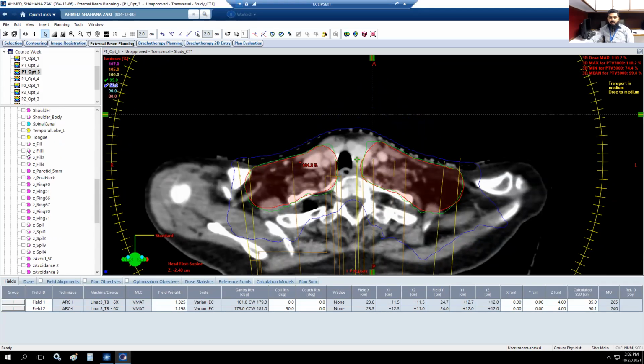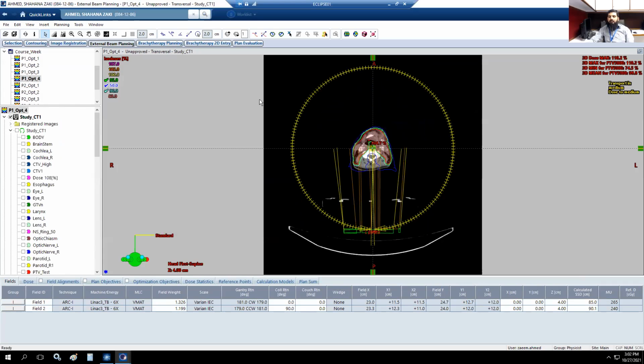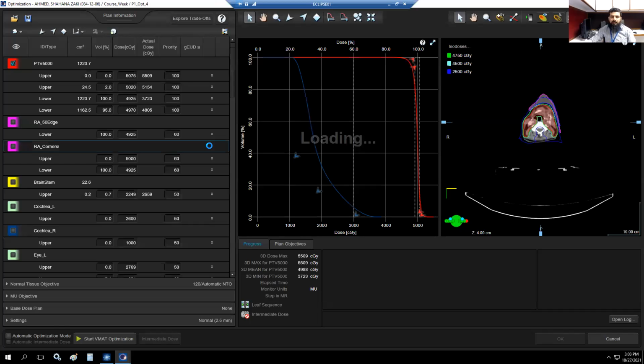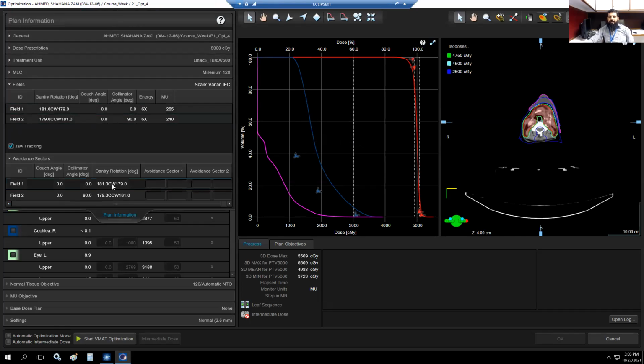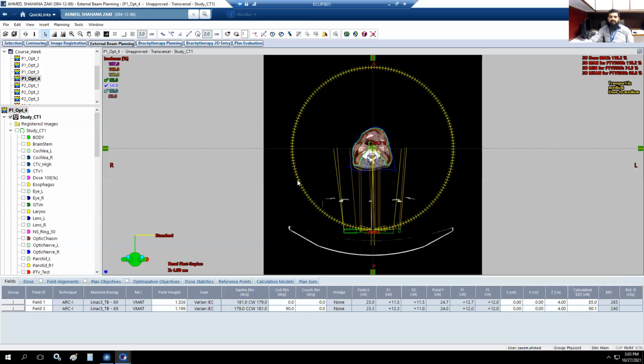I have described that you have to avoid the shoulders also. So you have to make some helper structures for the shoulders. What you can do is either introduce constraints for the shoulders by giving priority, or you can use the avoidance sectors for that. By defining avoidance sectors, you can turn off the fluence for that portion, and you can have the plan for that. Or the other thing is that you can define the priority for the region.